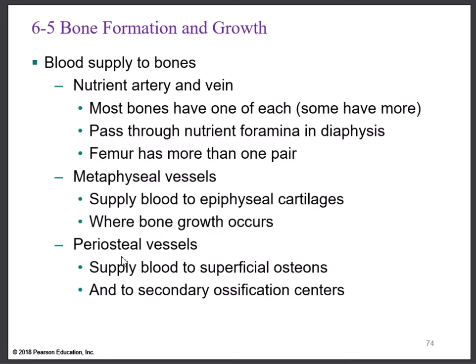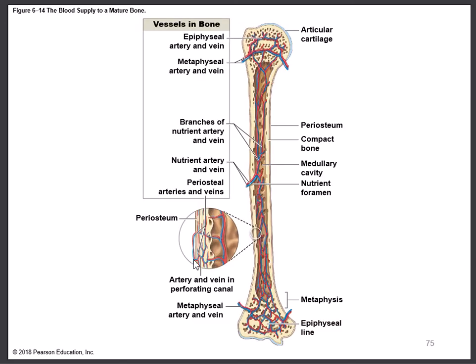The last blood vessels I'd like you to know are called the periosteal blood vessels. These are going to be running in the periosteum, and they're supplying the superficial osteons, so the osteons that are on the periphery of the bone, and then also they're bringing blood to the secondary ossification centers, which we just saw are important for interstitial bone growth. So you can see out here is the periosteum, and this is the periosteal blood vessels running straight up and down this way. Okay, so the blood vessels we want to know are the nutrient artery and vein, the metaphyseal artery and vein, and the periosteal artery and vein.